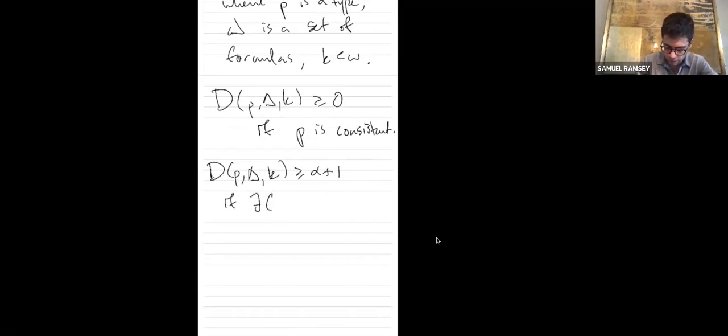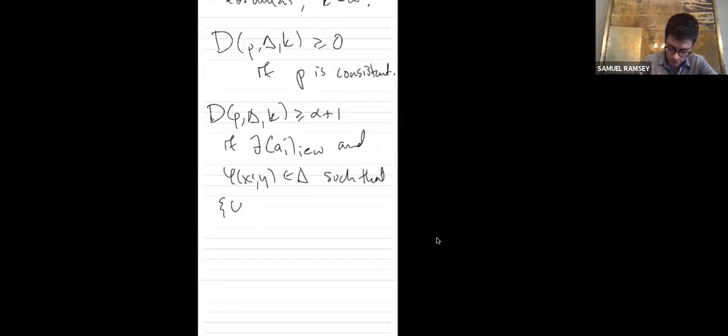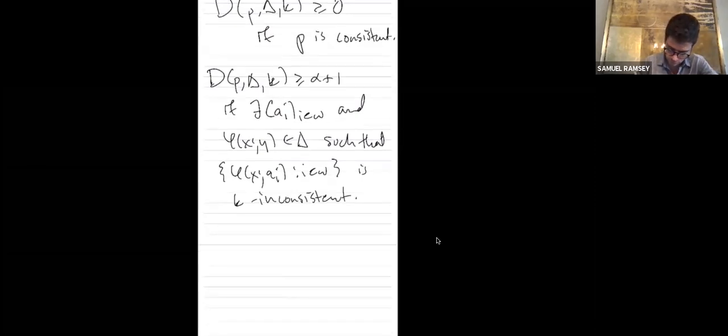there exists a sequence a_i, i less than omega, and a formula phi(x, y) in Delta such that two things happen. So the first is that phi(x, a_i), i less than omega, is k-inconsistent. And if you look at the rank of p union phi(x, a_i), Delta, k, that's at least alpha.